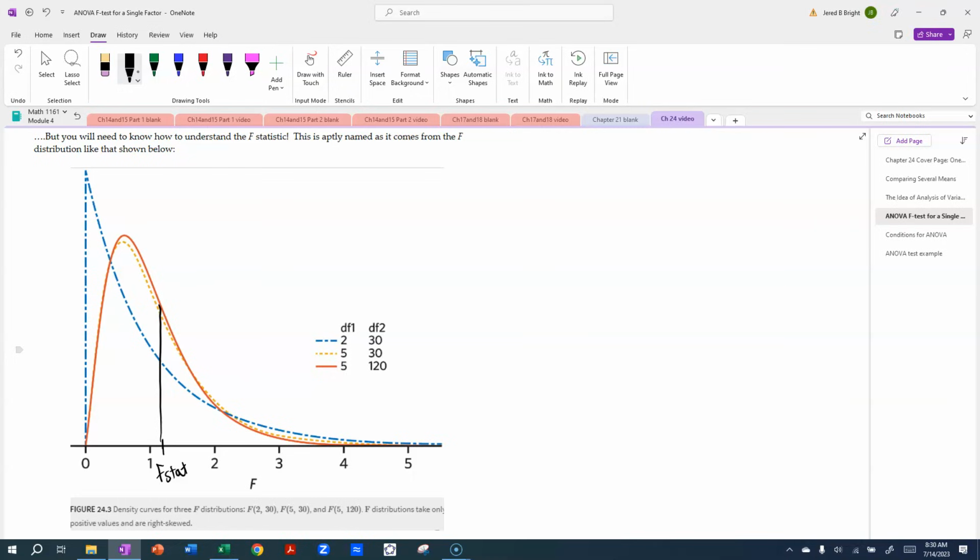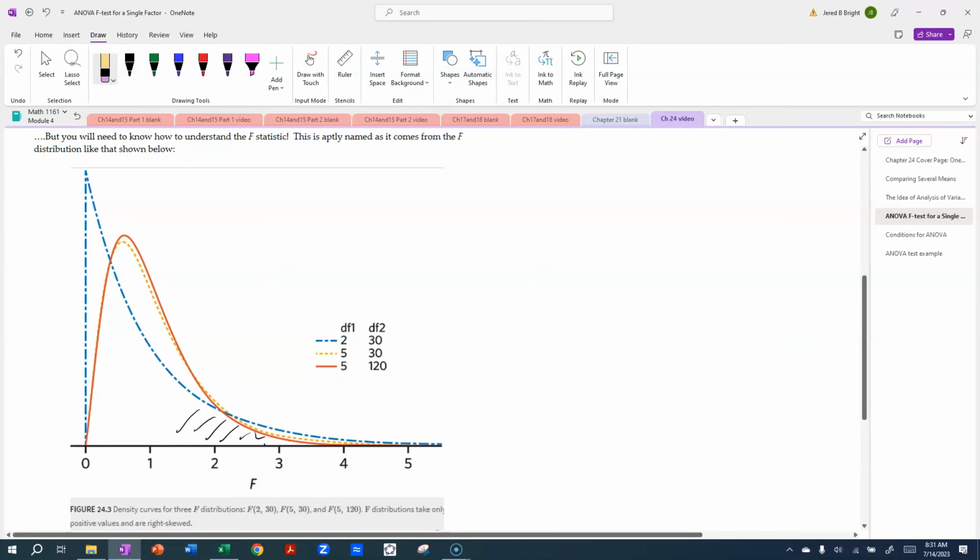Since it is right skewed, how we calculate the p-value would be from our test statistic and everything to the right. If we have a large test statistic, so let's say instead of it being over there, it's out at say 50, you do a little break in the graph, and you're all the way out at 50. There's not going to be a lot of area.